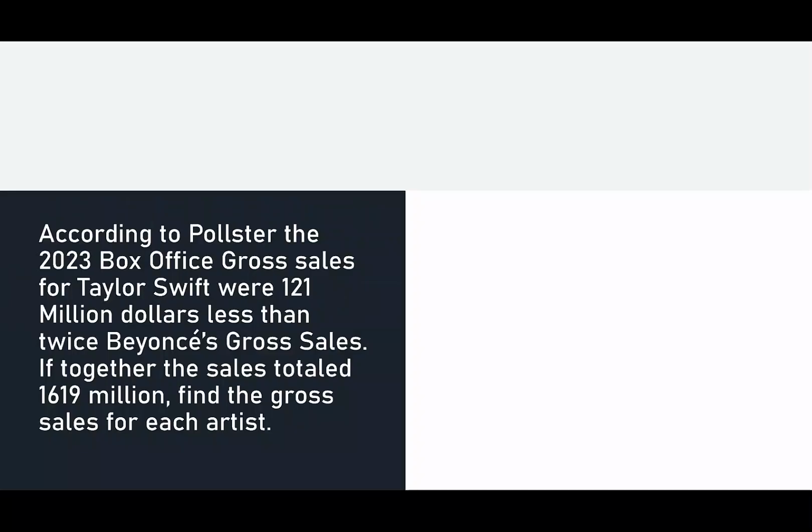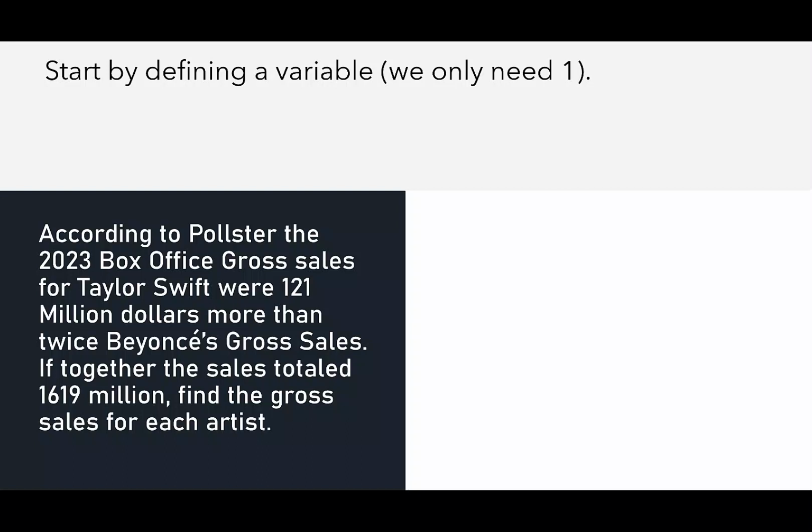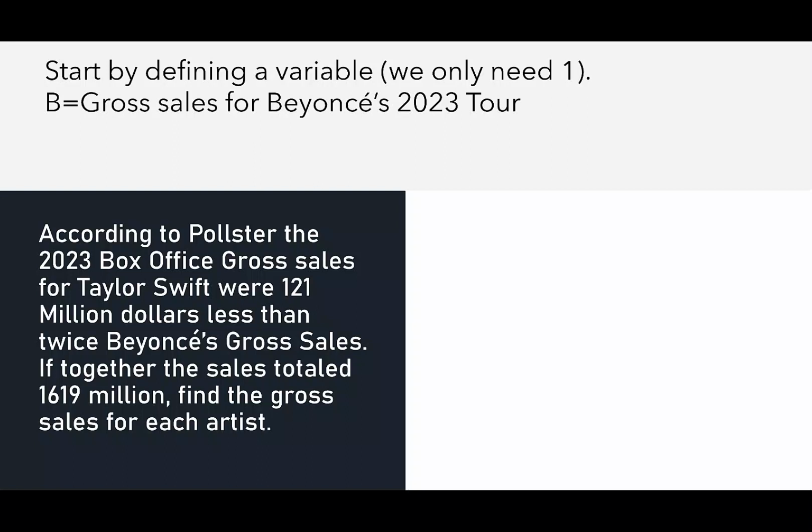According to Pollster, the 2023 box office gross sales for Taylor Swift were $121 million less than twice Beyoncé's gross sales. If together the sales totaled $1,619 million, find the gross sales for each artist. The first thing we want to do is start defining the variable, and remember, we only need one. When you look at how the numbers were described, you see that Taylor Swift's sales were written in comparison to Beyoncé's. So we're going to let Beyoncé's sales be our variable. So I'm going to write B to stand for the gross sales for Beyoncé's 2023 tour.